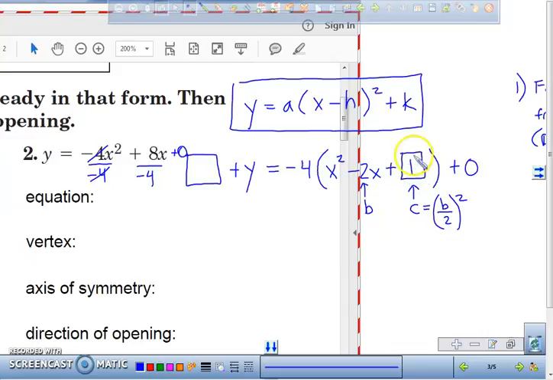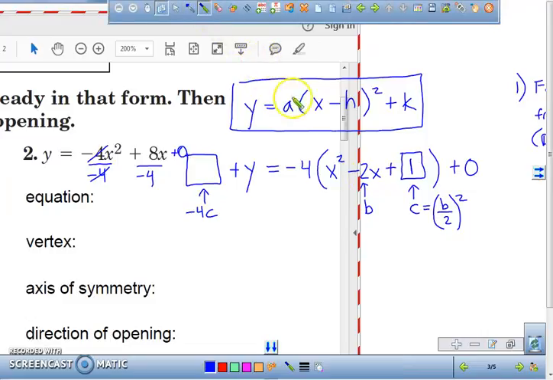Now here's what you're used to doing. Whatever you do on one side, you're used to doing on the other side. But this time, put an arrow to that box and understand that box does not represent C. That box actually represents negative 4 times C.